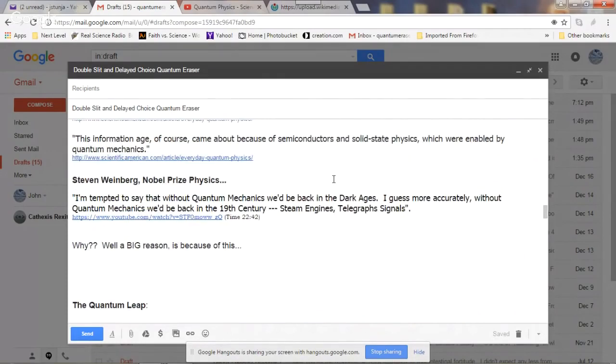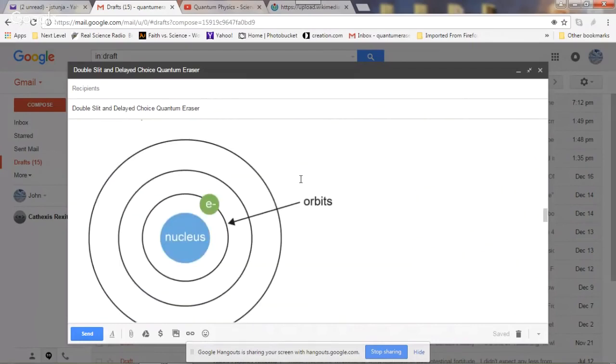Steven Weinberg puts it quite nicely, I think. I'm tempted to say that without quantum mechanics, we'd be back in the Dark Ages. I guess more accurately, without quantum mechanics, we'd be back in the 19th century. Steam engines and telegraph signals. Why? Well, a big reason is because of this.